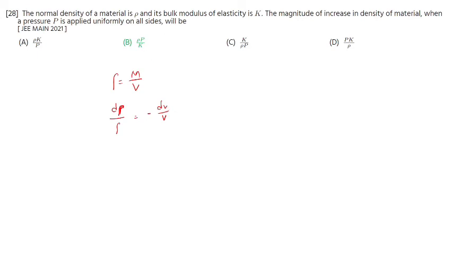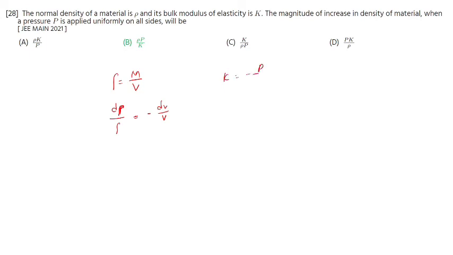Here they are asking about the magnitude of increase in the density of the material when the pressure P is applied uniformly on all sides. Mass will not be changing, children, that is the reason why we neglected mass there, we are just taking the proportionality. So what are the things that are going to change? Density and volume.